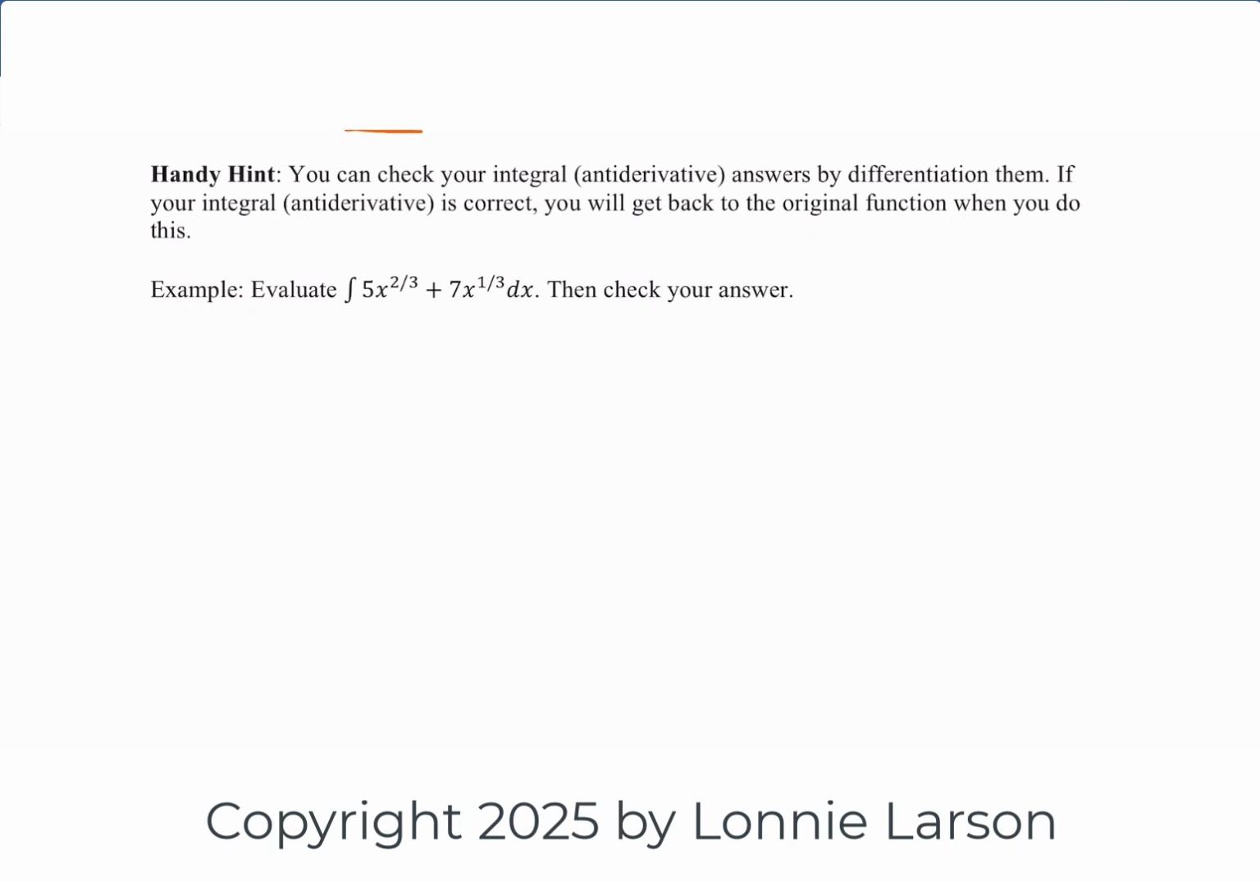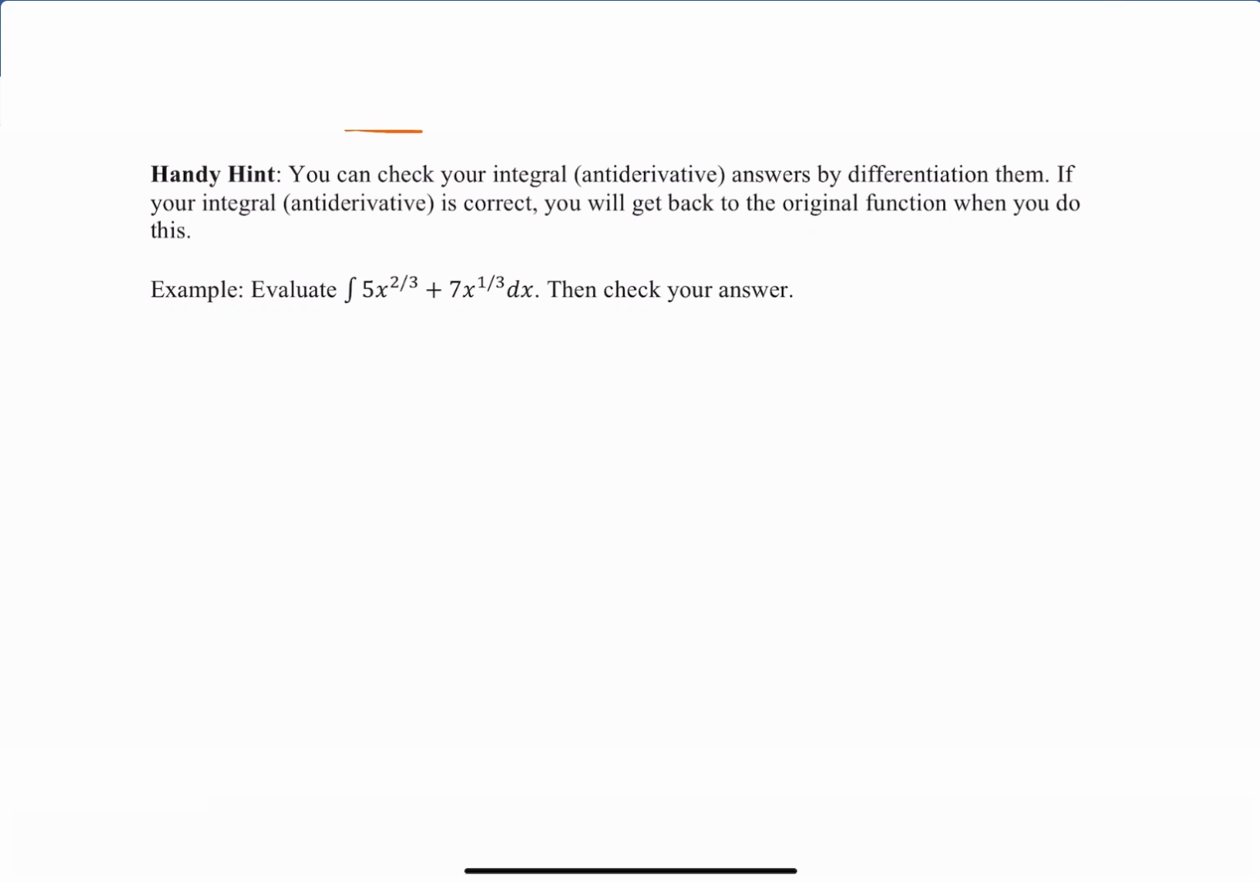So for example, let's evaluate the integral of 5x to the 2/3 plus 7x to the 1/3 dx. So I'm going to use the rules from chapter 5 for integrating. I'm going to keep the constant coefficient 5. For x to the 2/3, I need to add 1 to the power, and I'll divide by the new power. Then going on, I keep the plus sign.